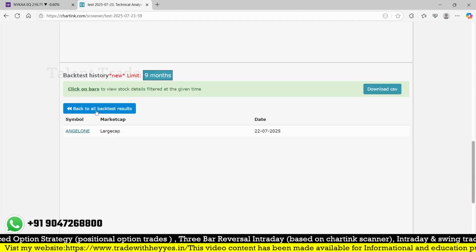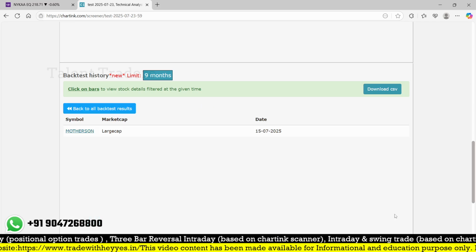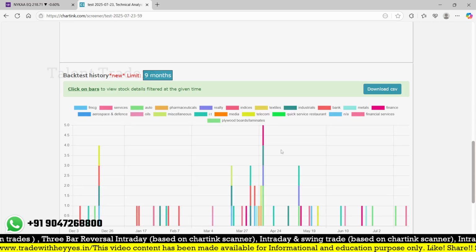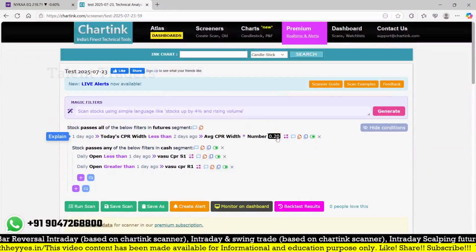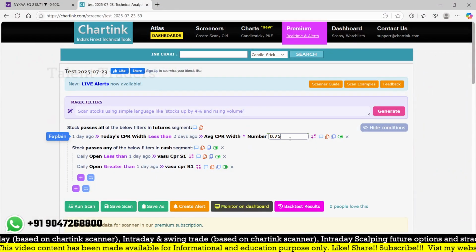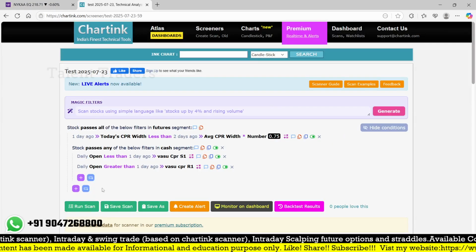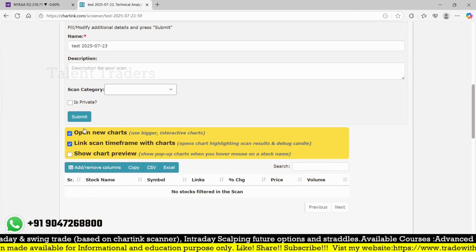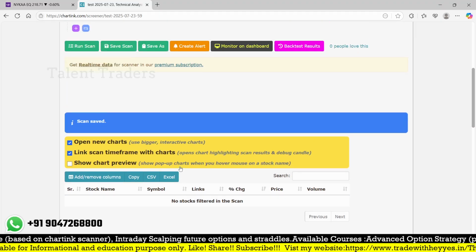I think 22nd that was Angel One. Previously, it was Motherson. So like that you can also change it, and that will help you find such a pattern. But normally I use 0.7. So that will help to find narrow as well as breakout stocks.